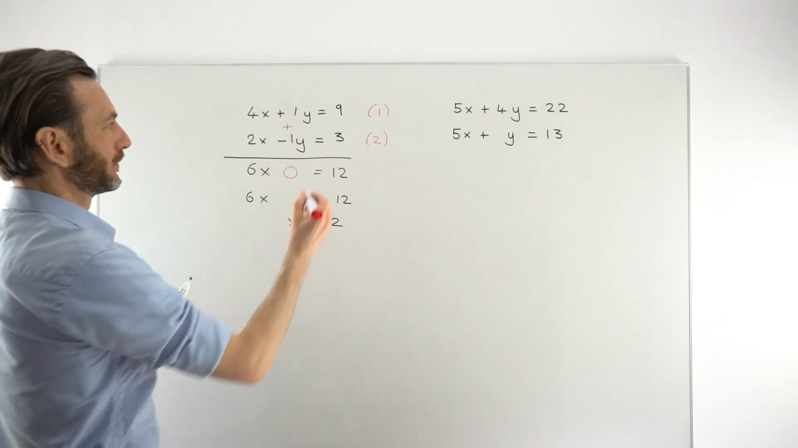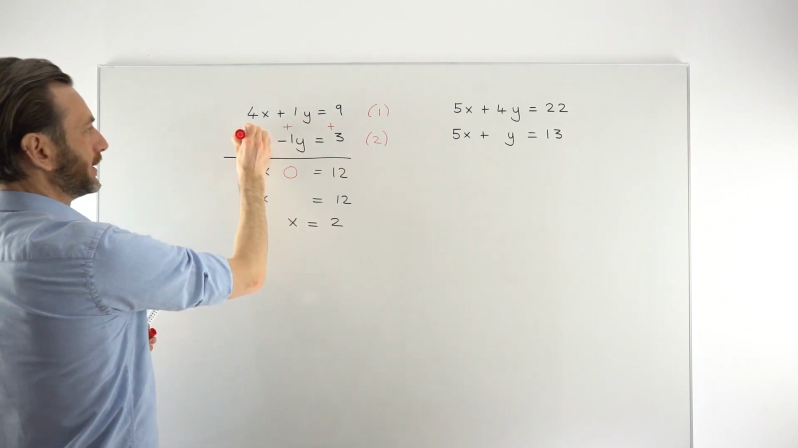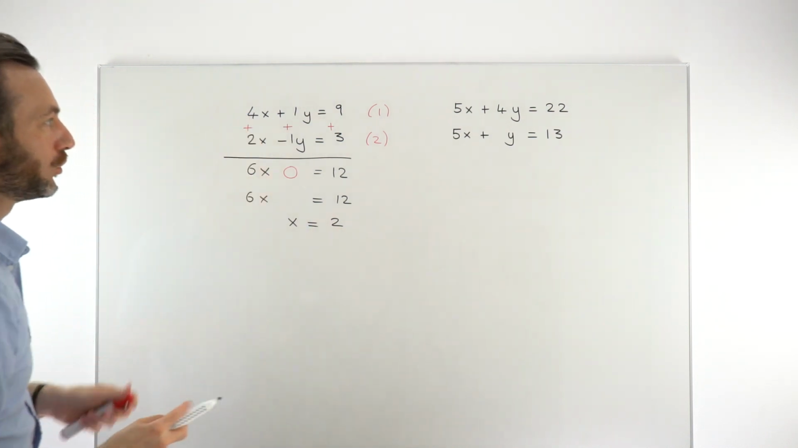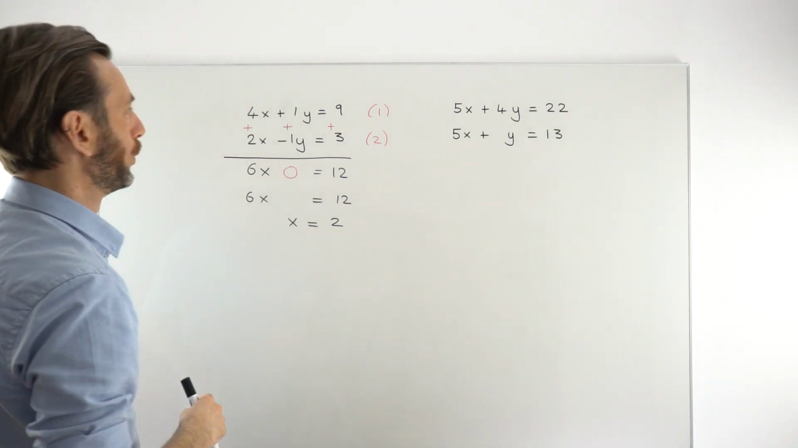But all that we've effectively done there is identified the matched up variable, and then in this case added all three columns to create this new equation. We're only halfway done though, because we've got the x value. We also need to find the corresponding y value.